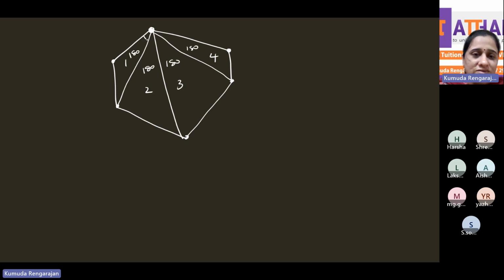This angle plus this angle plus this angle is 180. Then this angle plus this angle plus this angle is 180. Now this angle plus this angle plus this angle is 180. And finally this angle plus this angle plus this angle is 180. So we have marked all the 6 angles of the hexagon. So the sum of all the 6 angles is equal to 180 into 4, 720 degrees.